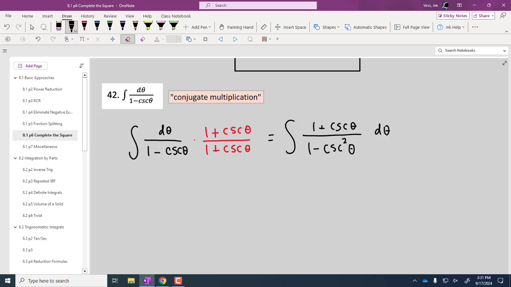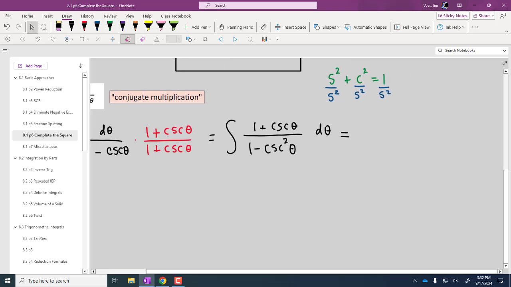So 1 minus cosecant squared, what does that equal? If you can't remember off the top of your head, just go to your Pythagorean identity and write it down. What do you divide everything by to get to cosecants and cotangents? If you divide everything by sine squared, you get the identity. Sine squared divided by sine squared is 1. Cosine squared divided by sine squared is cotangent squared. And 1 divided by sine squared is cosecant squared.